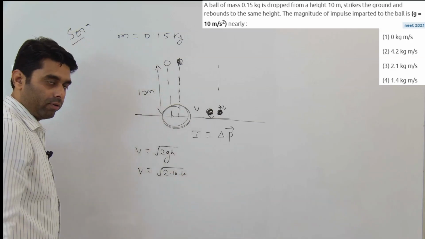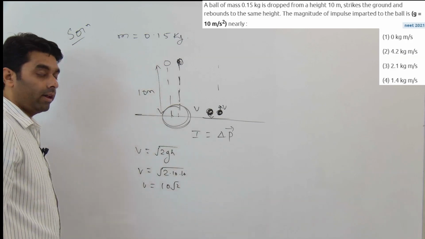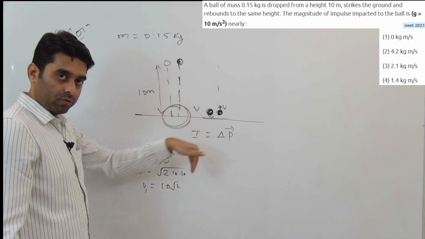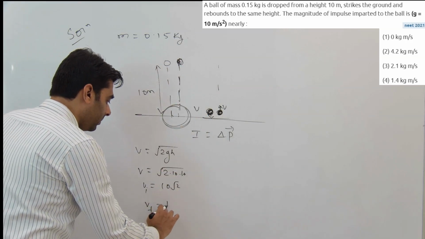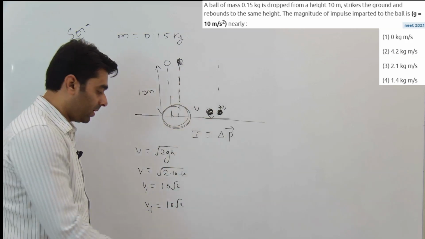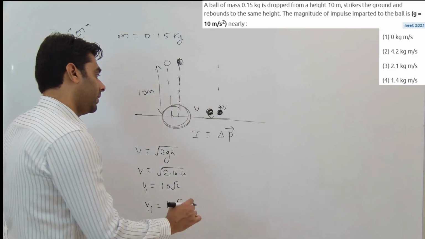100, 200, root 200, that means it will come out to be 10 root 2. How much is our speed coming? 10 root 2. This is V initial magnitude. When it is falling down, and after rebounding also, the speed will be 10 root 2 only. Why am I taking 10 root 2? Because it is reaching the same height, that's why the speed will be 10 root 2 only, but obviously the direction will change. So let us see delta P.